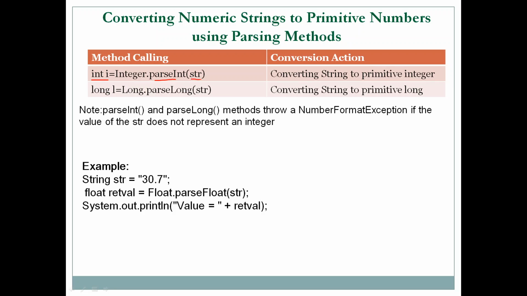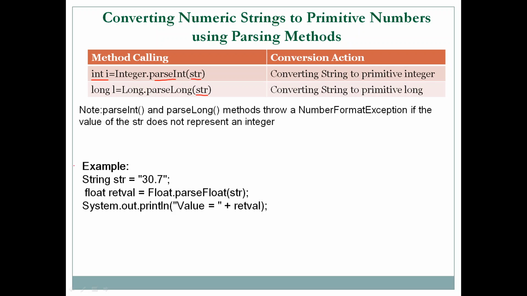In the brackets we are passing a string that needs to be converted into primitive int, so that will be converted into primitive int. Same way we can convert using Long.parseLong(str), so that will be converted into long l. Similarly, we have other parsing methods, like parseFloat and parseByte. So these methods can also be used to convert string to float and string to byte.